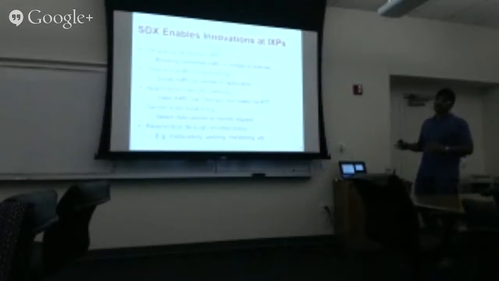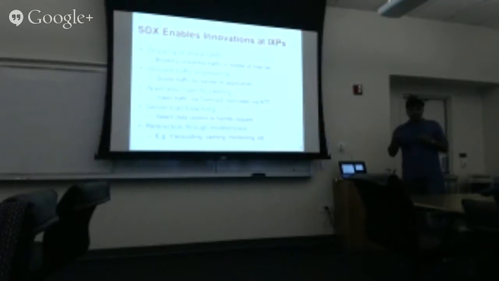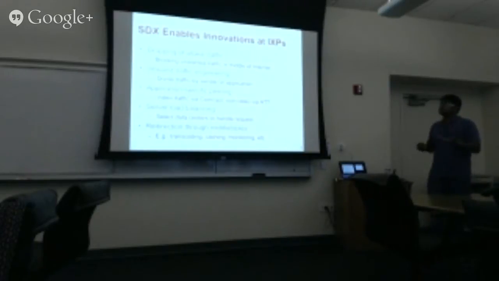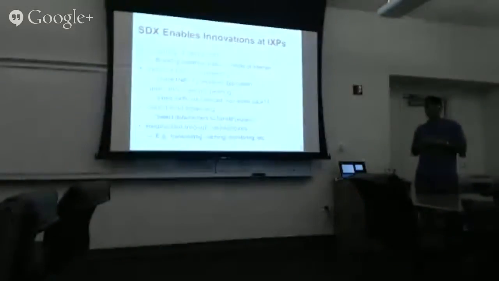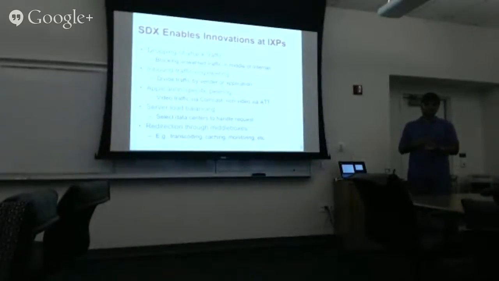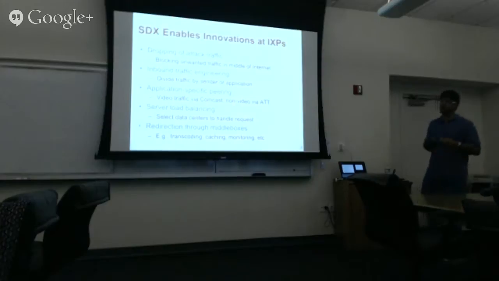And I have a laundry list of applications which are possible with STX. STX enables these applications which are either very hard or impossible to implement in current networks. Some of these applications are, as I mentioned, the dropping of attack traffic. If there is attack traffic which I observe is being generated from this guy, I can write block rules at different exchange points and make sure that this traffic does not reach my network, or in fact, does not even bother other networks too.